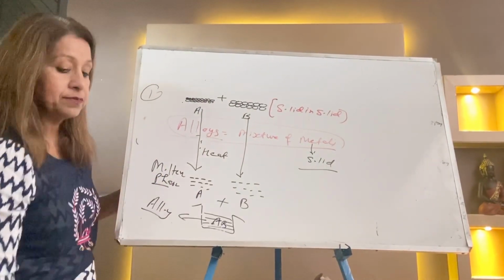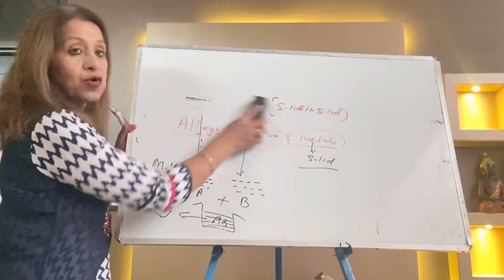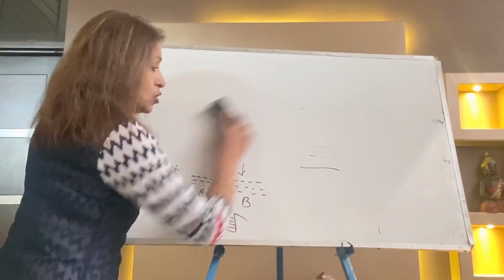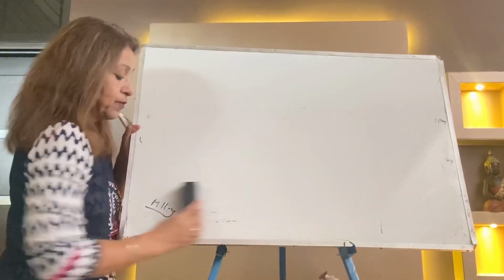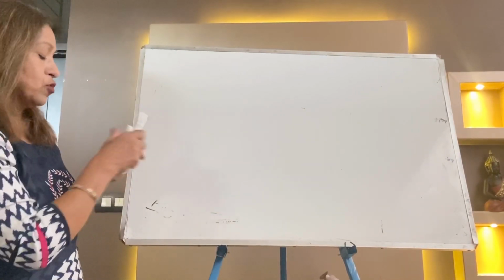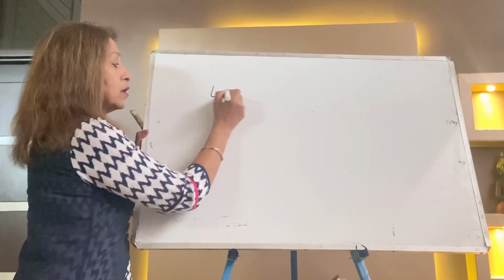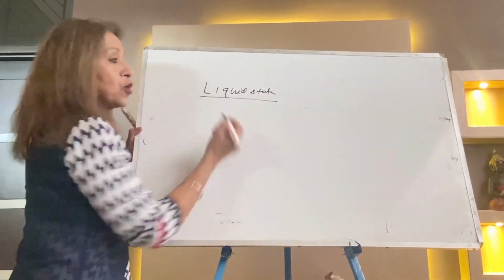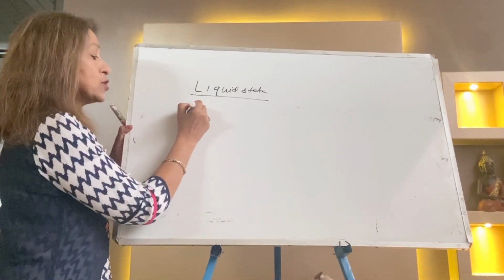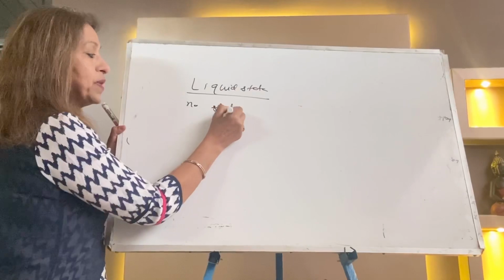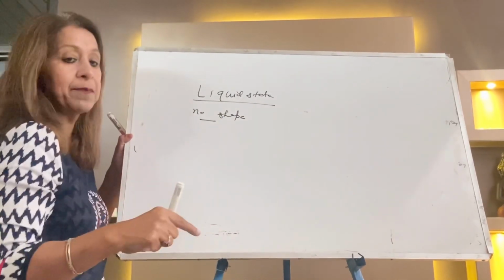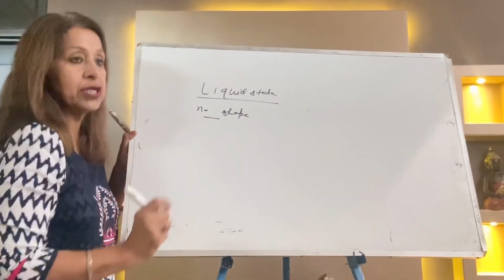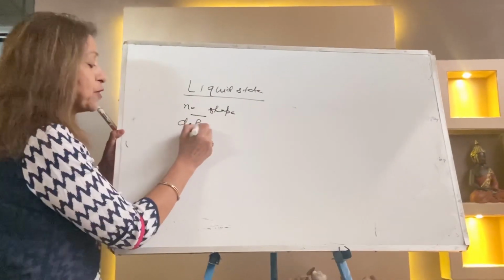Now students, this is your solid state going on. And what about the liquid state? In the liquid state, a liquid is that which has no shape. Solid is that which has shape, but liquid has no shape. Liquid has a definite volume.